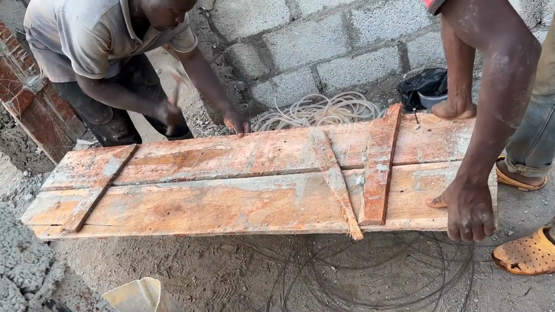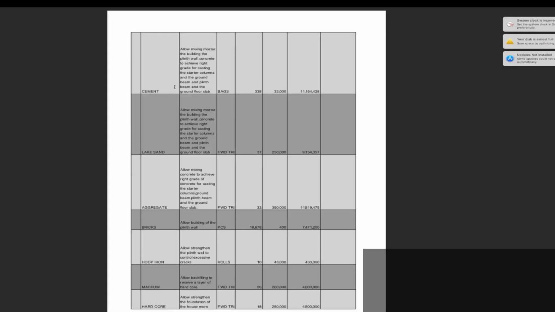Going ahead, we bought cement. Now this cement, we used it on all the substructure phases. We used it to cast the foundation pad footings, the starter columns, ground beam, plinth beam, and also the ground floor slab. So we bought 333 bags of cement. This cement also did the plinth wall construction, so we used some of the bags to mix the mortar that we used to build the plinth wall.